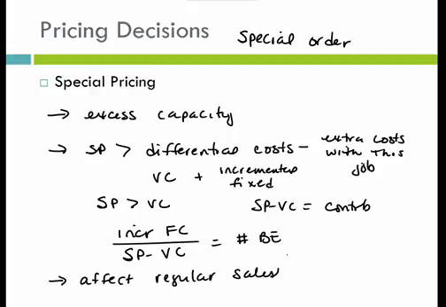So if there's a chance that this could become an ongoing order, you'd need to factor that in here as well. Maybe build a little extra into the cost. Because if it's going to become part of your regular business, it has to carry its weight in contributing to those fixed costs. But if it's not going to and you've got excess capacity, you might as well take whatever revenue you can get.